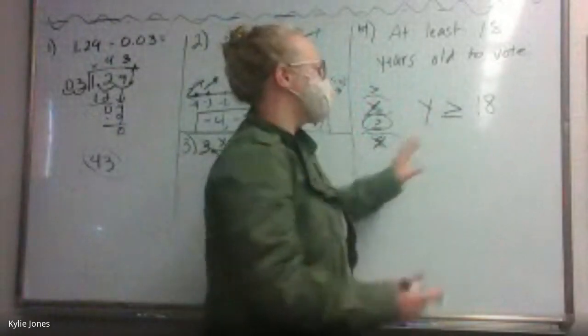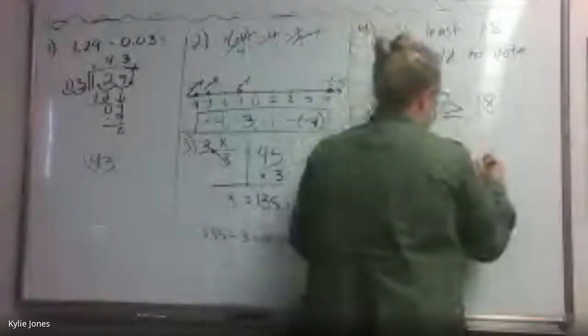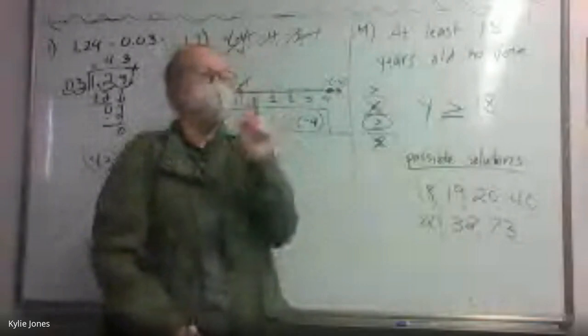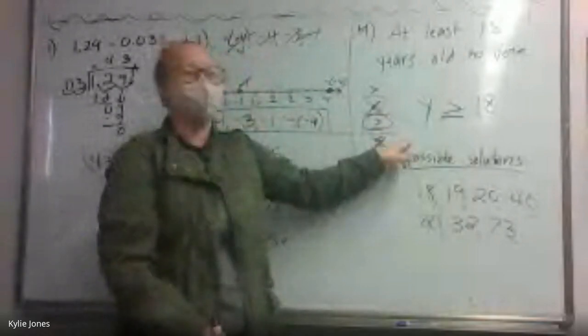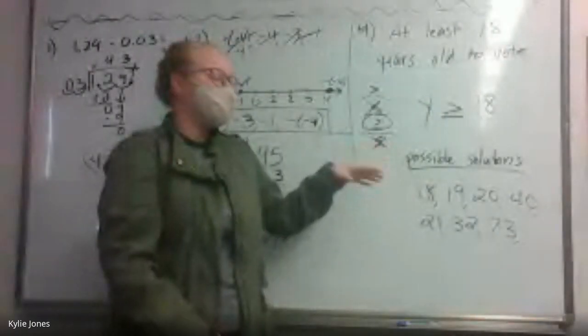What would be some answers? 17, 18. Possible solution. We could do 18. You could do exactly 18, 19, 20, 21, 32, 73. Okay, that's a good answer. It is technically correct, but will anybody live to be 823 to be able to vote? I mean, I don't know a lot of immortal people, so I don't know if that one's going to work.